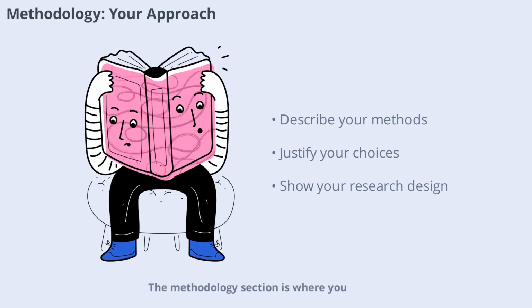The methodology section is where you explain how you'll answer your research question. This includes your research paradigm, design, methods, and analysis plan. Will you use surveys, interviews, or experiments? Are you looking for patterns in data or deeper meanings? Be specific about your choices and justify them. This section shows you've thought carefully about how to get reliable answers.